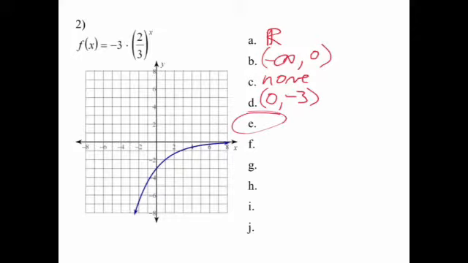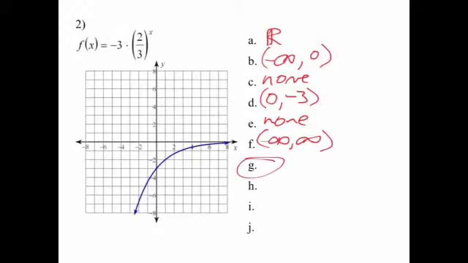Where is my function positive, meaning above the x-axis? Well, it's never above the x-axis. It never actually crosses the x-axis. So that doesn't exist. But it does have an interval where it's negative. That's everywhere else, from negative infinity to infinity.